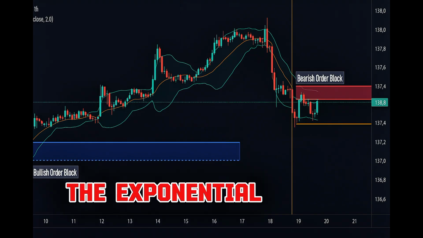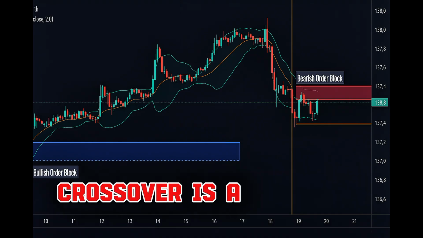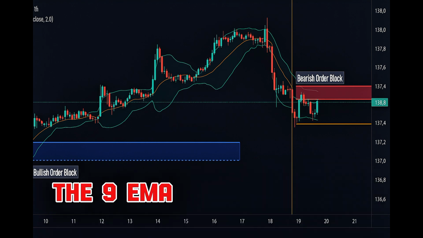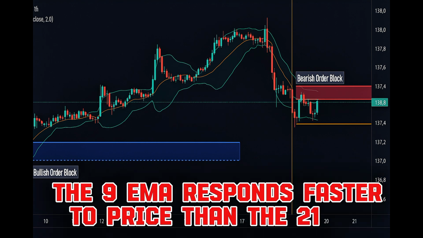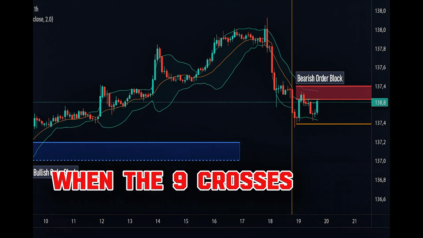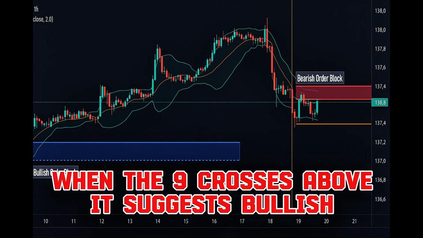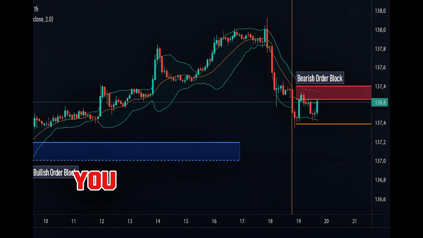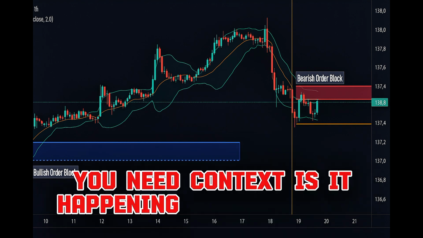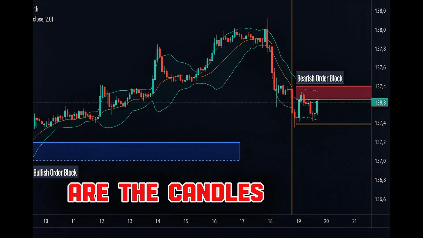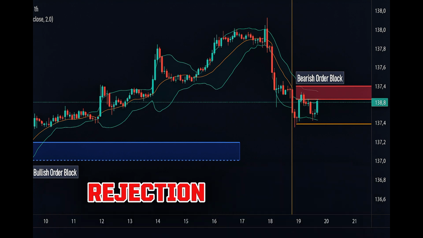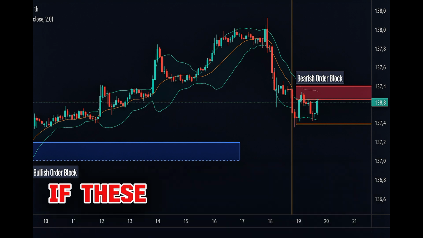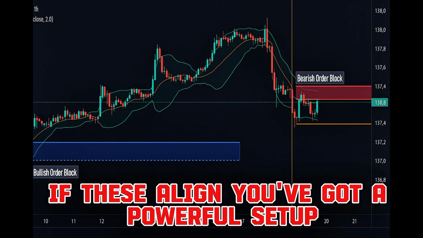The exponential moving average crossover is a tried and true momentum indicator. The 9 EMA responds faster to price than the 21 EMA. When the 9 crosses above, it suggests bullish momentum. But the crossover alone isn't enough. You need context. Is it happening near a demand zone? Are the candles strong-bodied with little wick rejection? Is volume confirming strength? If these align, you've got a powerful setup.